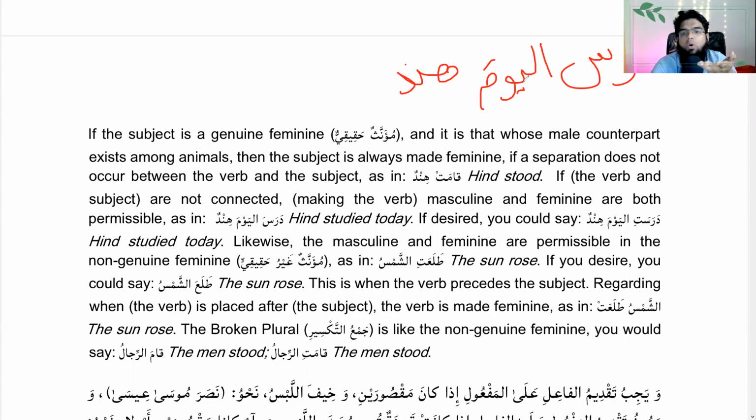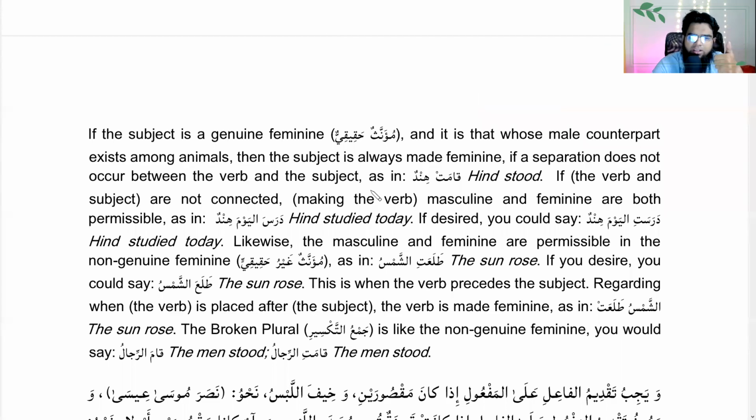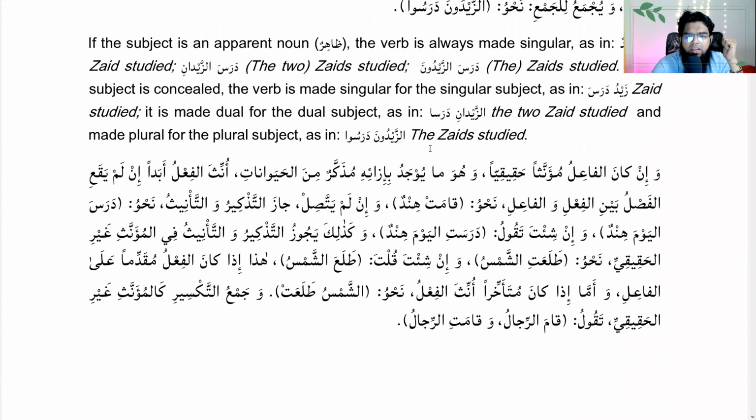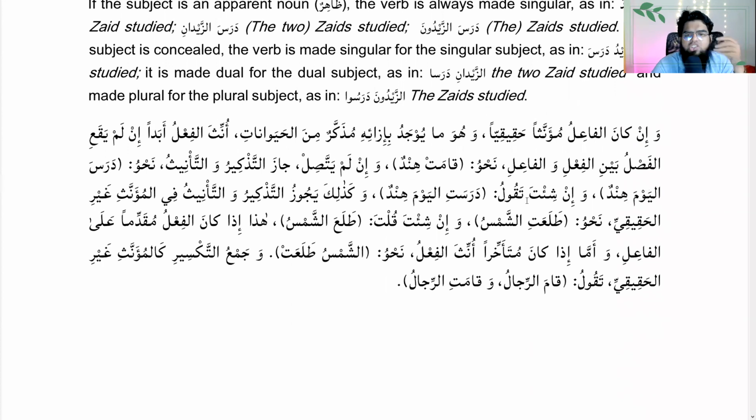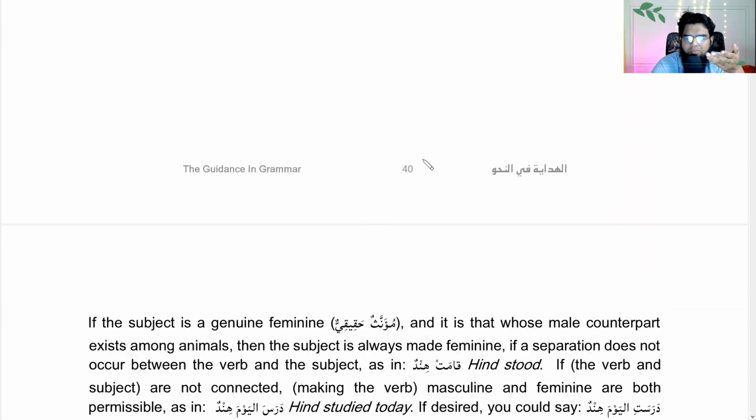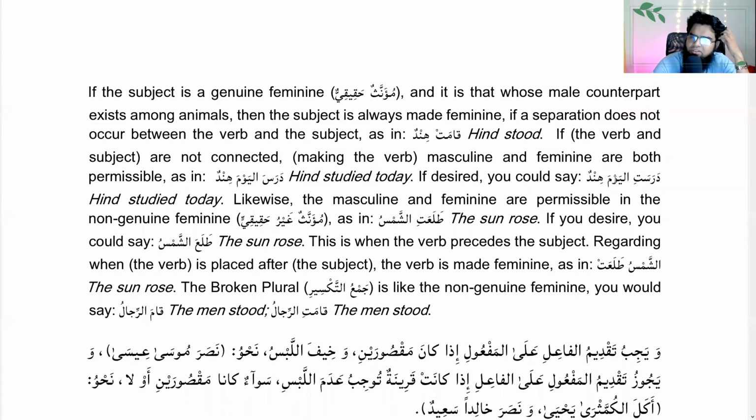So if Hind comes and says, oh, what is this? Why do you use masculine here? It's fine because there's a gap here. Although Hind is a natural feminine, it's muannath haqiqi, still it's allowed. It's chill. وَإِنْ شِئْتَ تَقُلْ دَرَسَتِ الْيَوْمَ هِنْدٌ. And if you want, you could have said دَرَسَتِ الْيَوْمَ. Right? دَرَسَتْ, you could have said. Because Hind is a girl, no? Use feminine also. That's also fine. But the thing is, you can use masculine also.